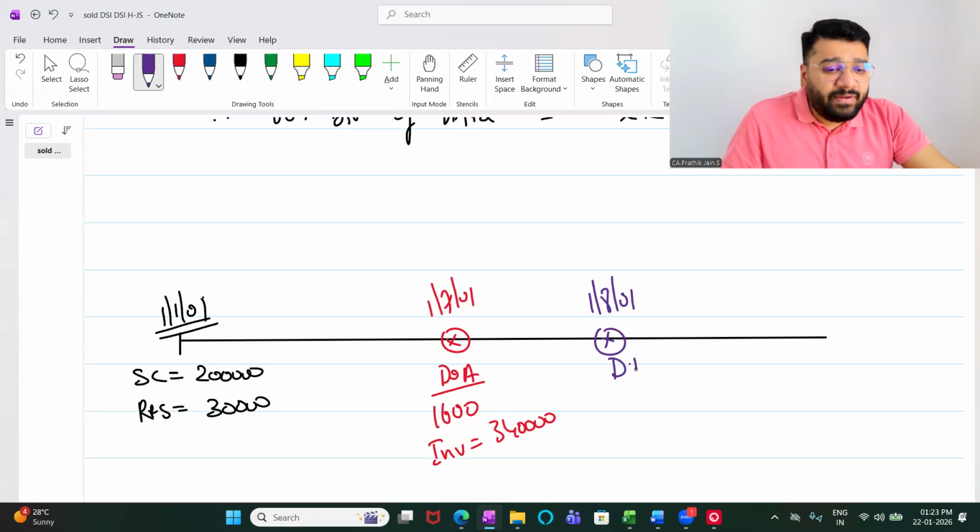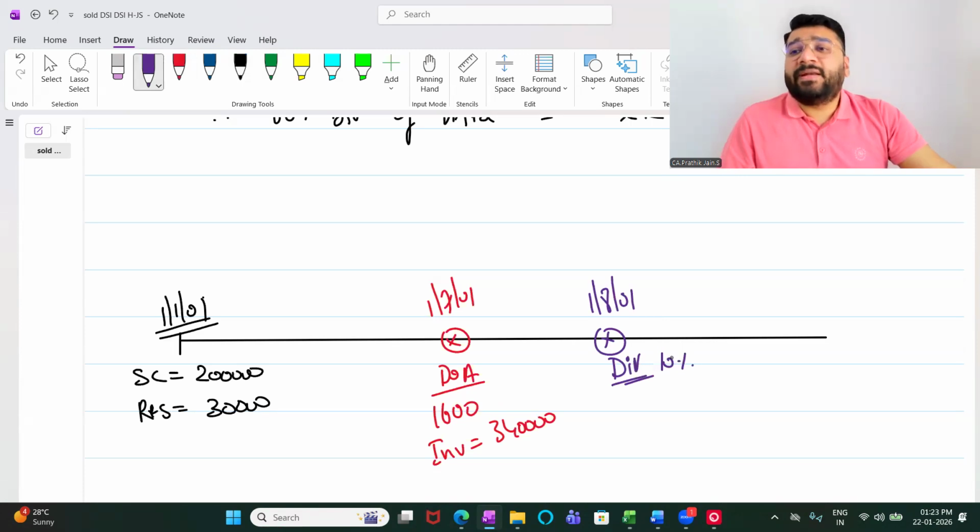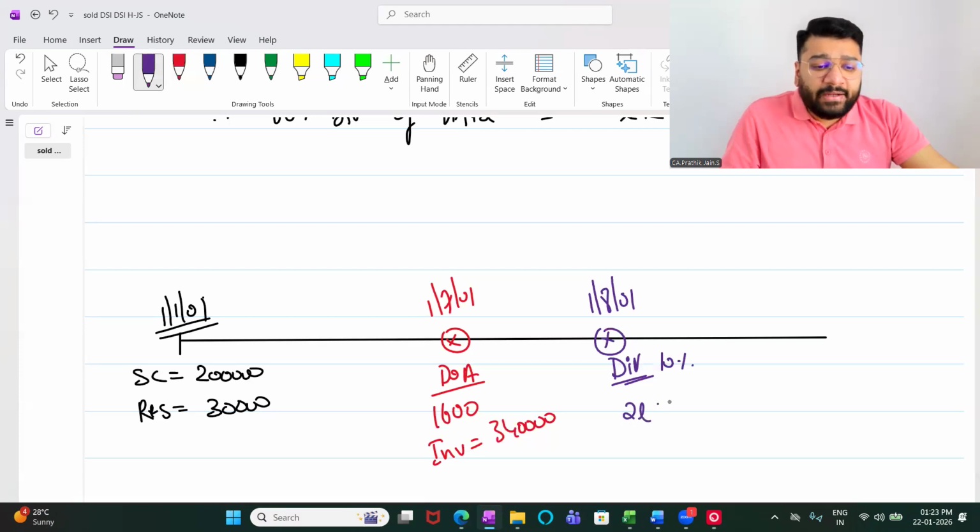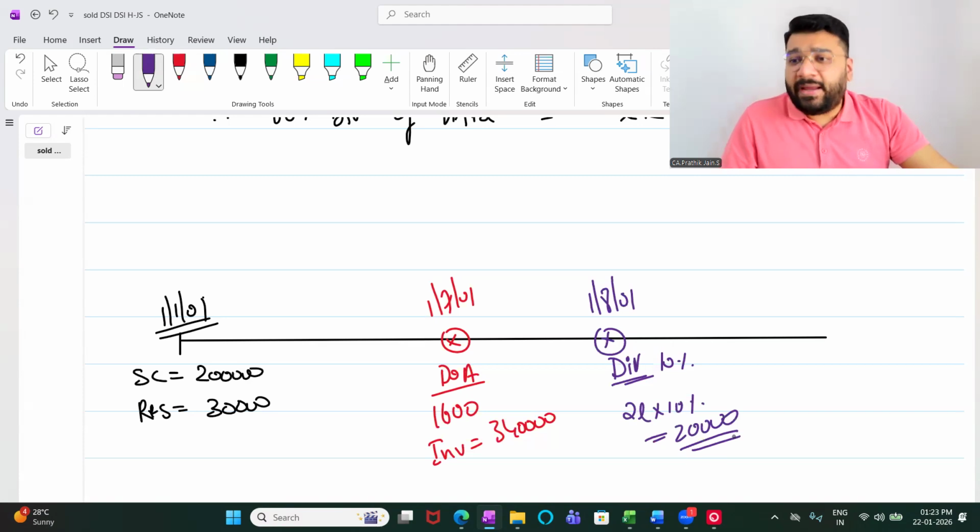1801 dividend paid, 10%. Okay, now dividend is paid on the paid up value. So what is the capital on that date? 2 lakh into 10%. How much is it? 20,000. Now listen, 20,000 dividend paid out of past profit.